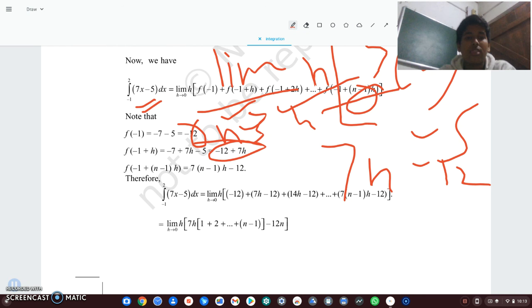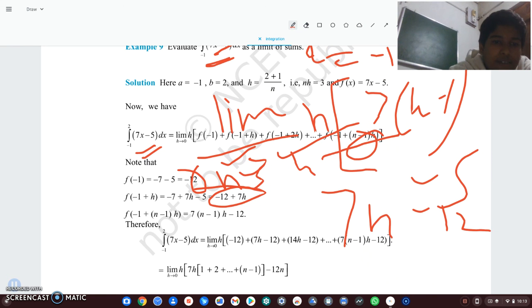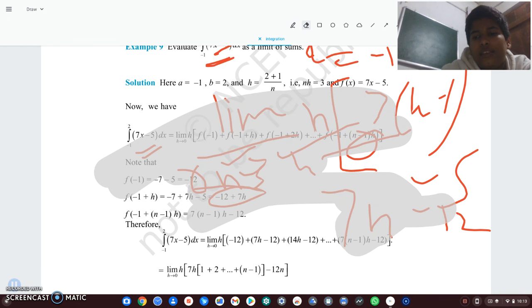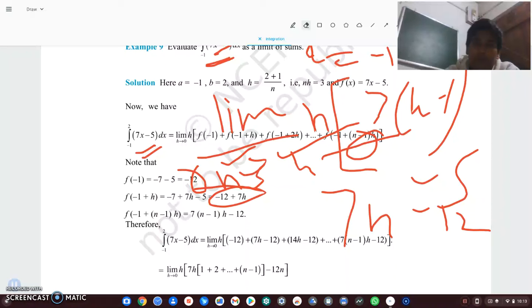Now if it is n minus 1 into h, we would put the value of x as n minus 1 into h. So how can we put this value? I am now showing you here. We can simply put this value, nothing great to do here.